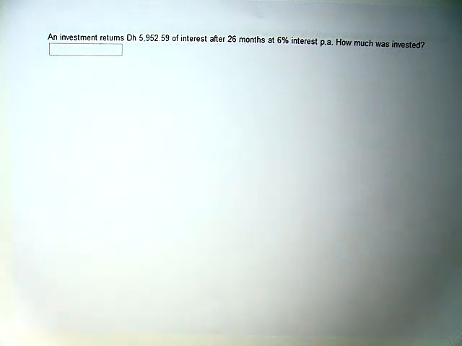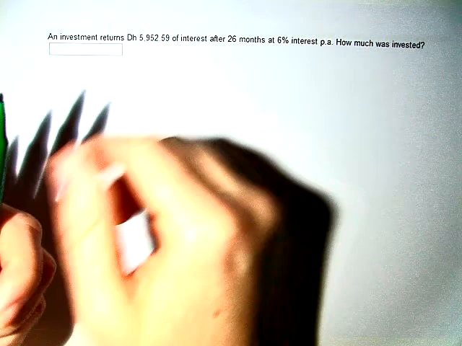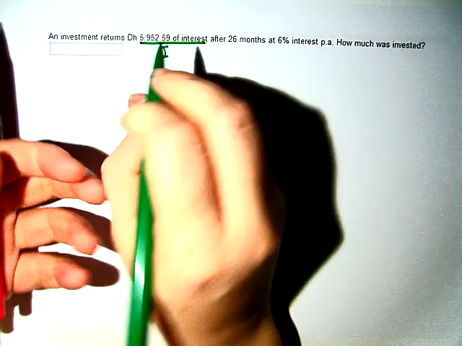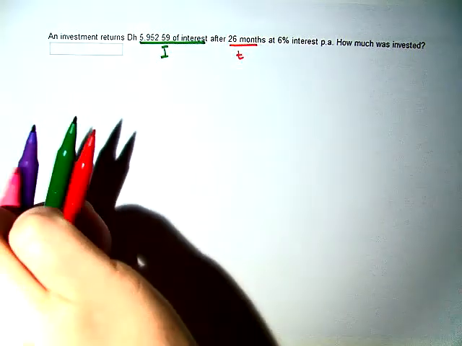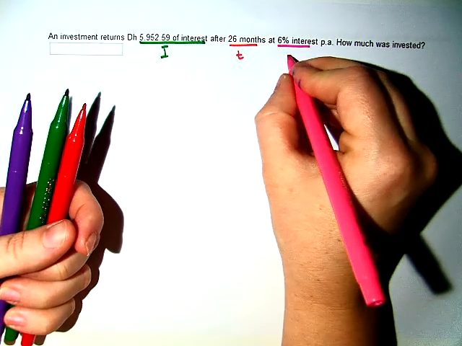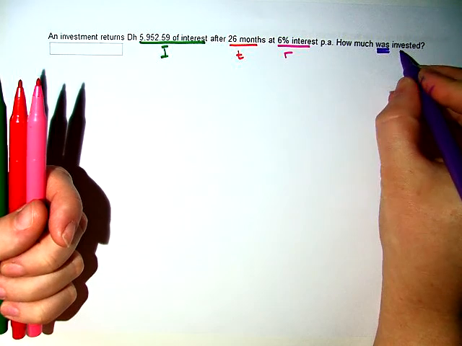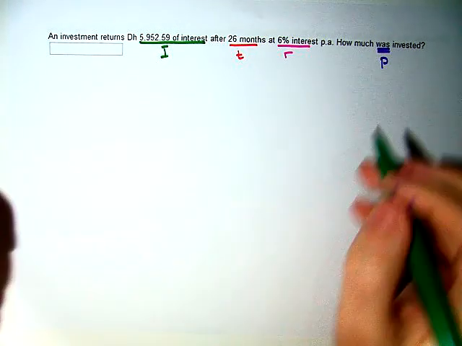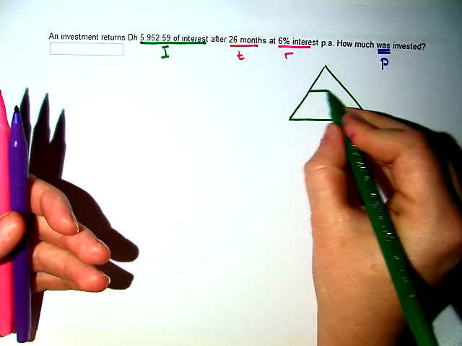An investment returns 5,952.59 of interest. So this is my interest. After 26 months, that's my time, at 6% interest PA. That's my rate. How much was invested? So they're asking for what the principal is. Now we know the triangle that we're very, very familiar with.